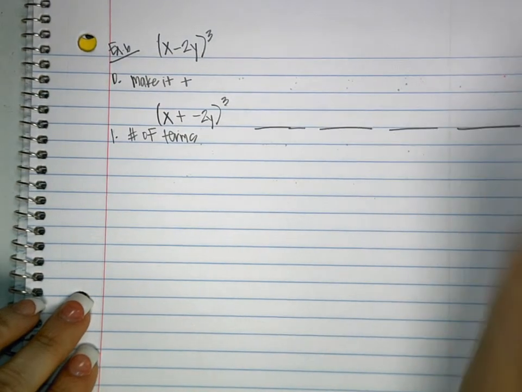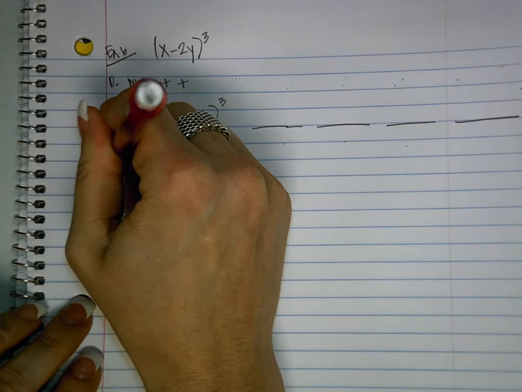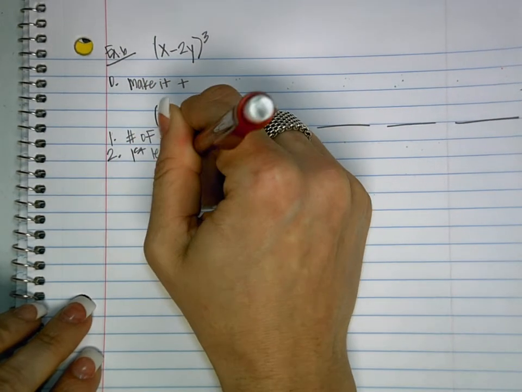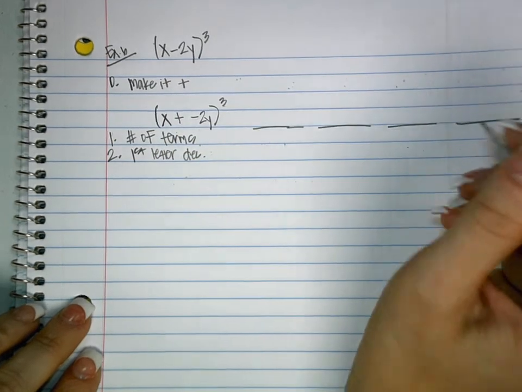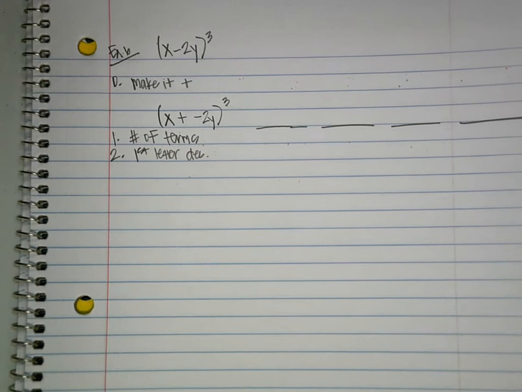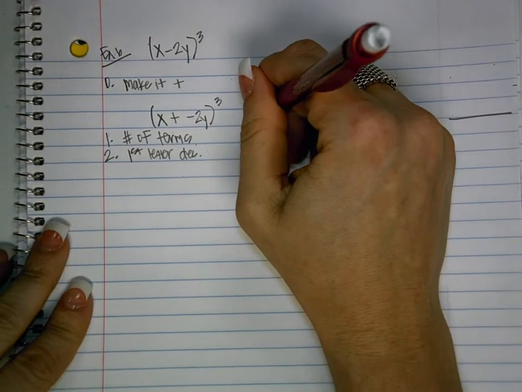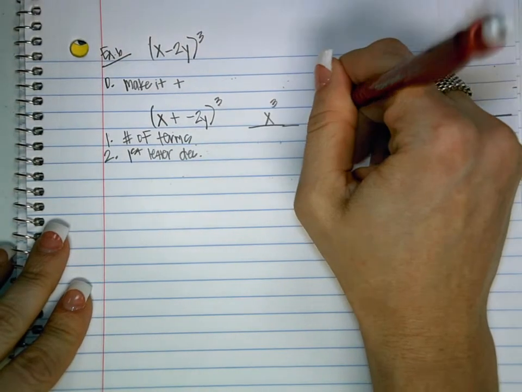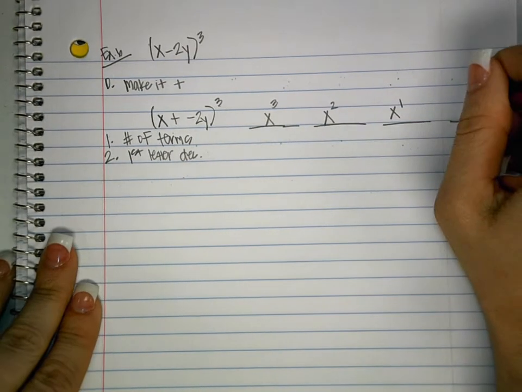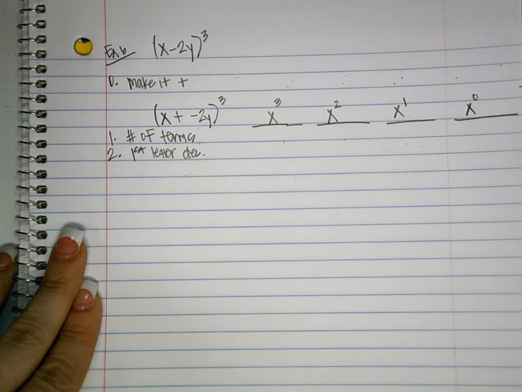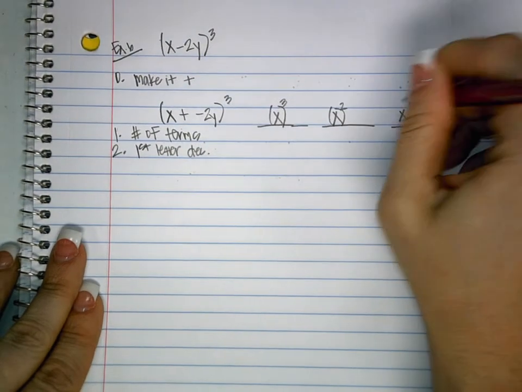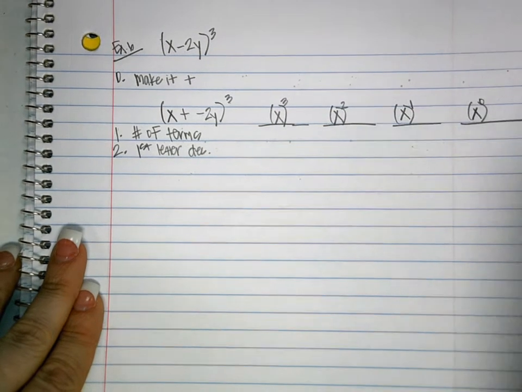Second step: your first letter is doing what? Decreasing. The first letter is decreasing in exponent number. So what is your first part here? The x, and it will be x to the what power? Third, then x squared, x to the first, x to the 0 technically. Now, technically, these should be in parentheses. I didn't show you that in the last one, but technically these should be in parentheses. You'll see why in just a second.